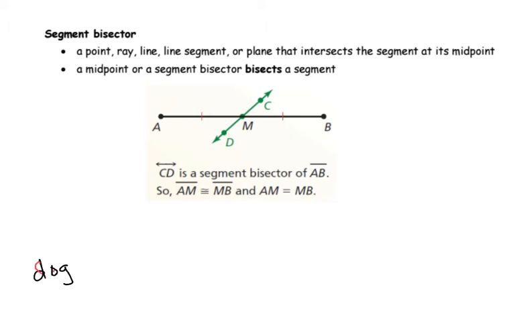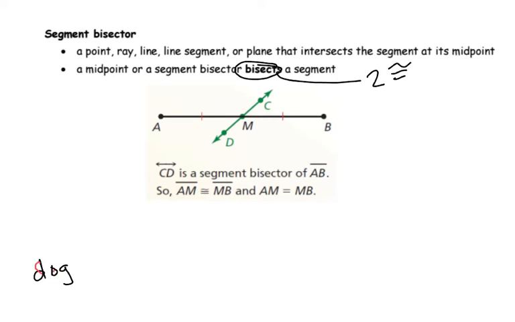A segment bisector, so another little vocabulary word I'm throwing at you, is a point, ray, line segment, or plane that intersects the segment at its midpoint. A midpoint or segment bisector bisects a segment. So in other words, what you really need to make sure you understand is that this word, bisects, means it basically creates two congruent pieces. It splits something into two congruent pieces, essentially.